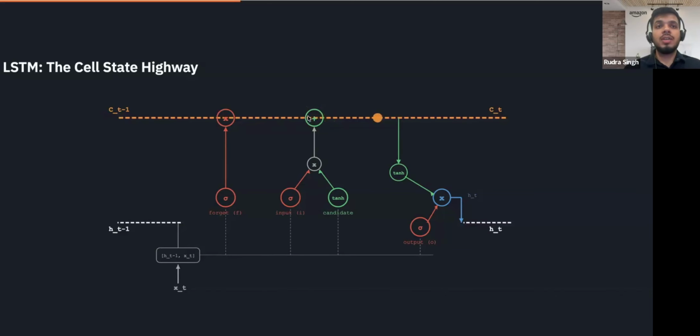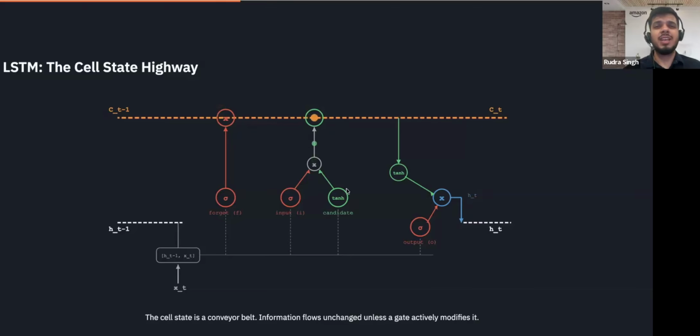Watch the colored dots as the animation plays. The orange dot travels along the cell state, it shrinks a little at the forget gate and gets a boost at the top. Then the green dot rises from the input side, it merges into the cell state, and the blue dot appears at the output and becomes ht, flowing down to the next layer.